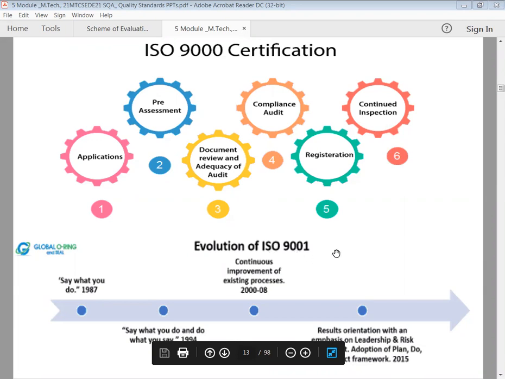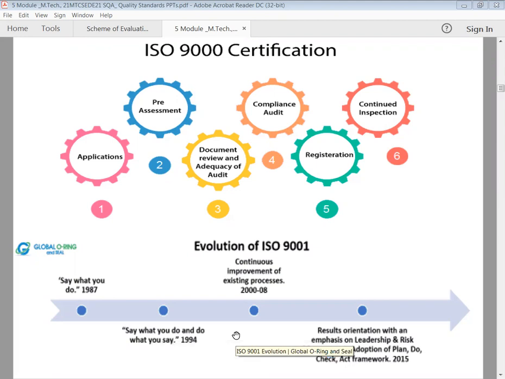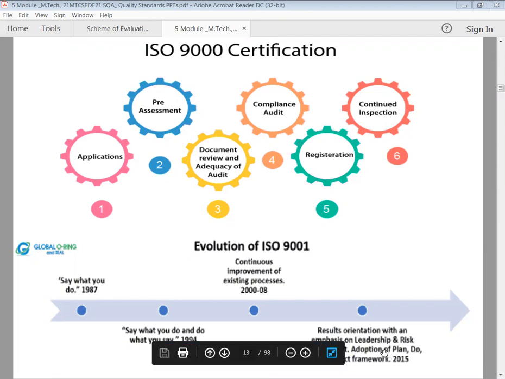So if you see ISO 9001, they will put the 9001 with 1987 or 1994, 2002, 2008. The slogan is continuous improvement of existing process. So whatever standard you are following, say the efficiency is 80% this year. Next year, it should come to 85%. Next year, it should increase to 90%. So you should show continuous progress in your process. And during 2015, result orientation and leadership and risk analysis. So these are the slogans proposed by ISO during different terms.